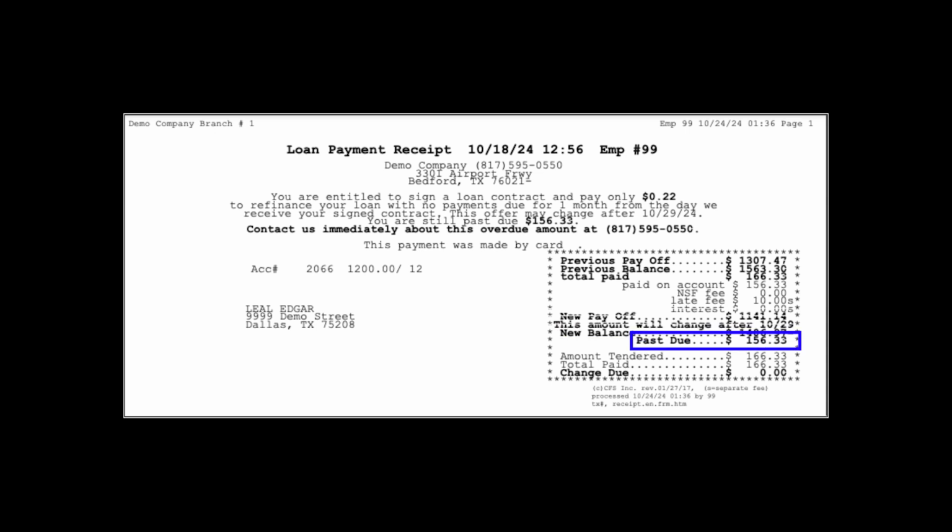Past due. What amount, if any, was past due when the payment was made, amount tendered, if the amount was more or less than the payment amount and change was needed. Total paid. Amount of payment, including all fees or interest. Change due. Change was given during payment from the amount tendered being over the payment amount. Sometimes this will happen if the borrower writes a check for over the amount or a payment was made later than this amount will change after date.